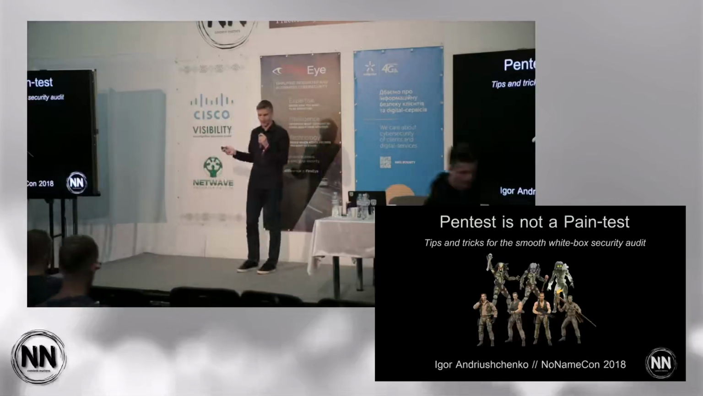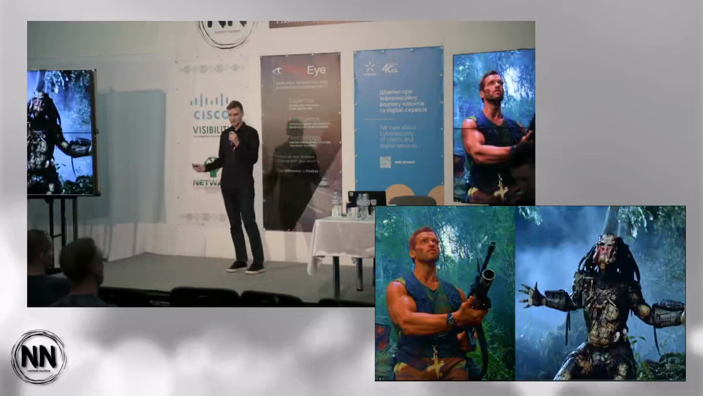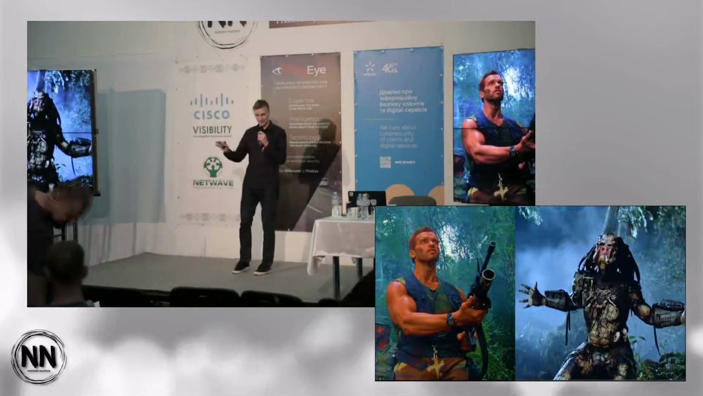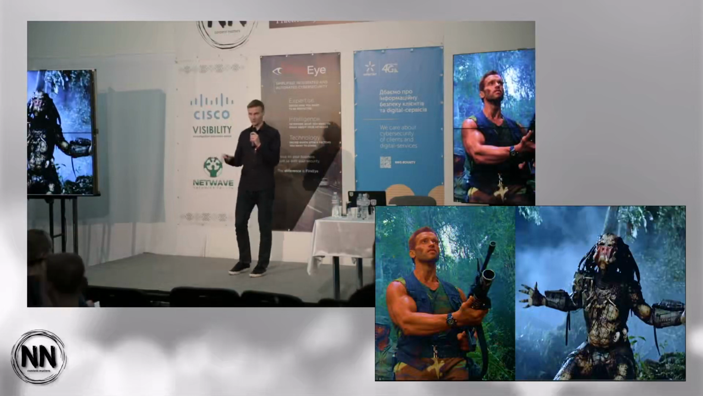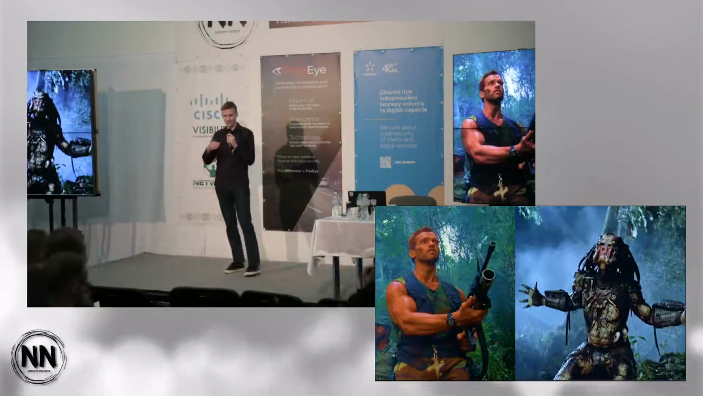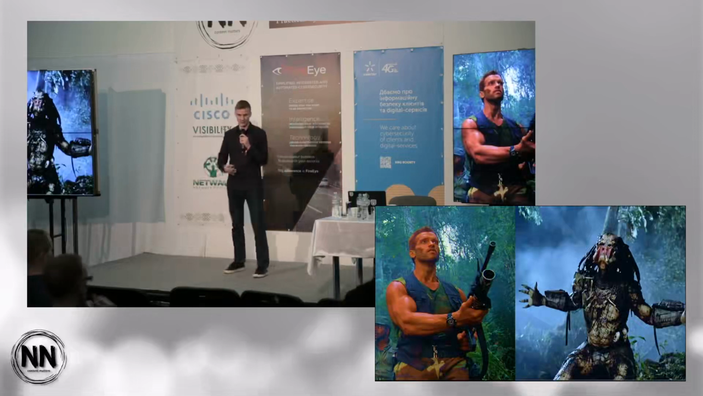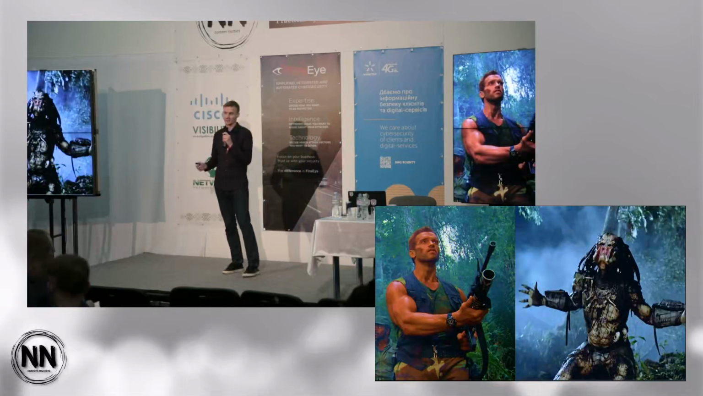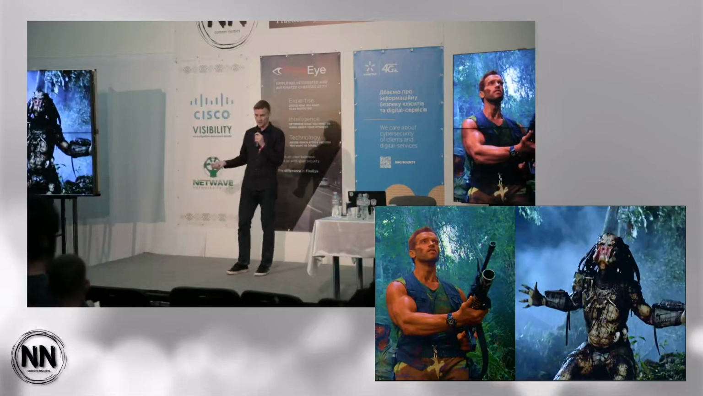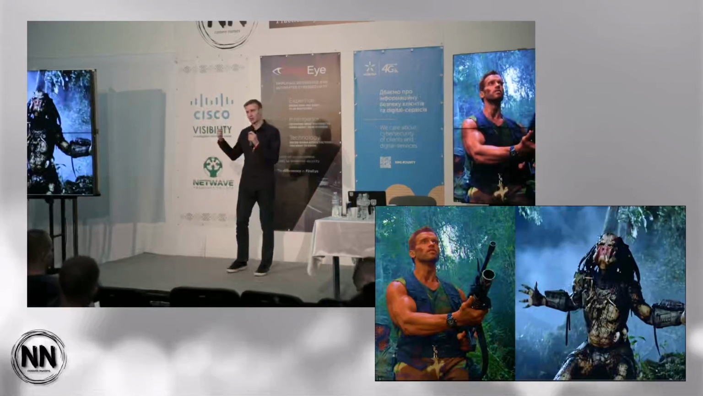So let's get started. Look at this picture. If you try to assess the colors there, you can see the reddish in the left corner. So the red team will be represented by Arnold Schwarzenegger in the left corner. In the right corner, we have Predator, who represents the blue team, or your customer.